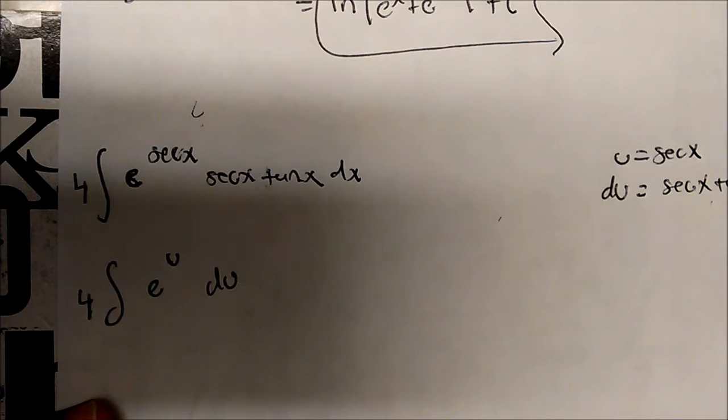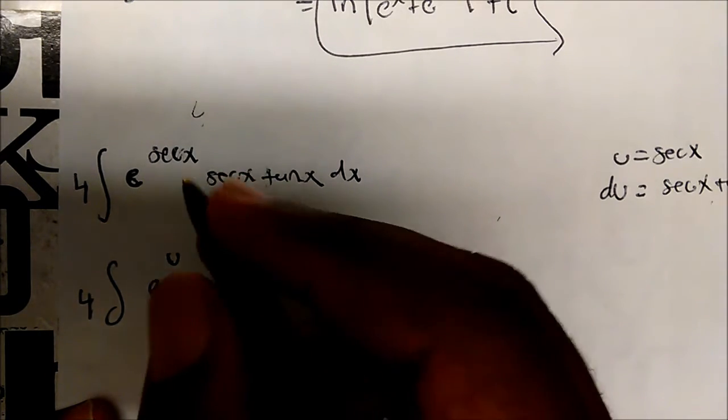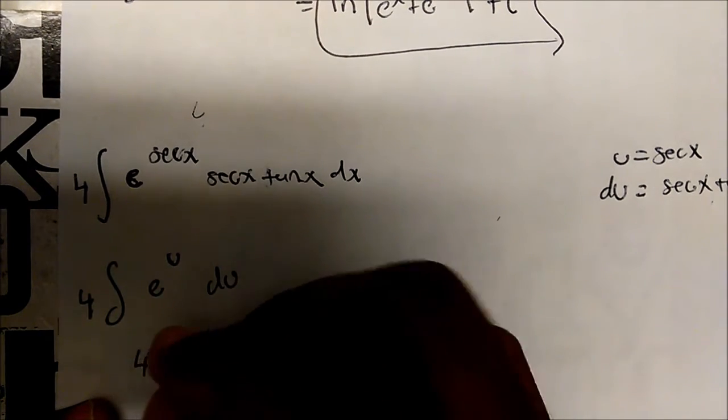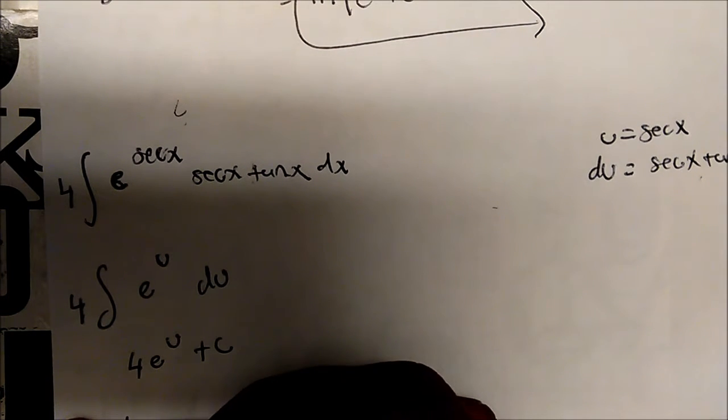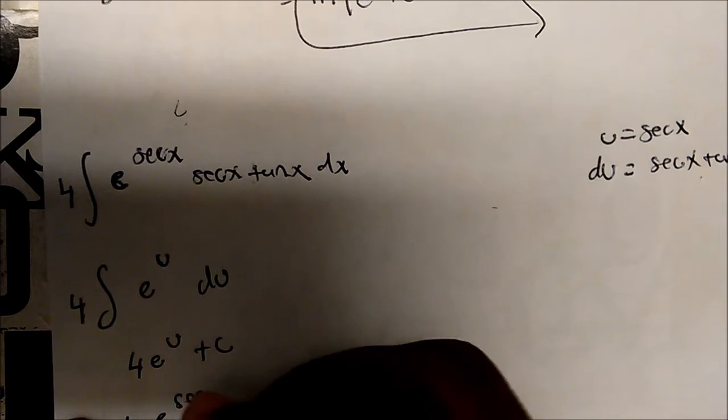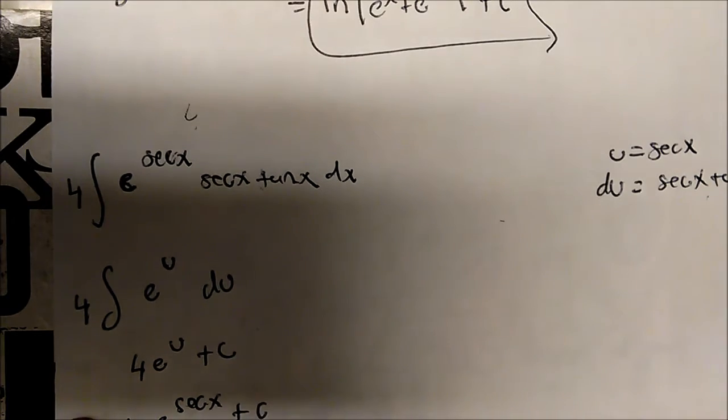And now we could just go ahead and take our integral, right? Well, the integral of 4e to the u is just 4e to the u plus c. And then we could just plug in our u, which is 4e to the secant of x plus c. And that will be our integral. Let's look at one more.